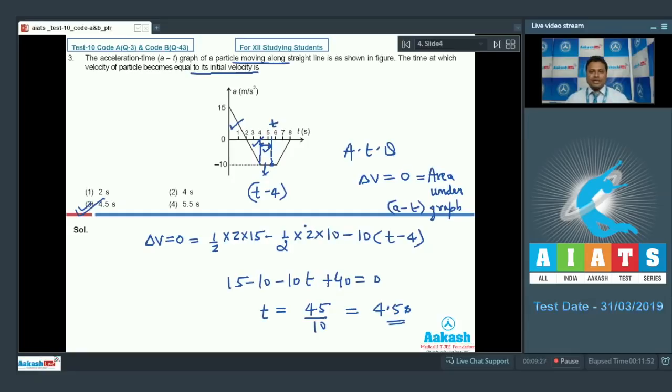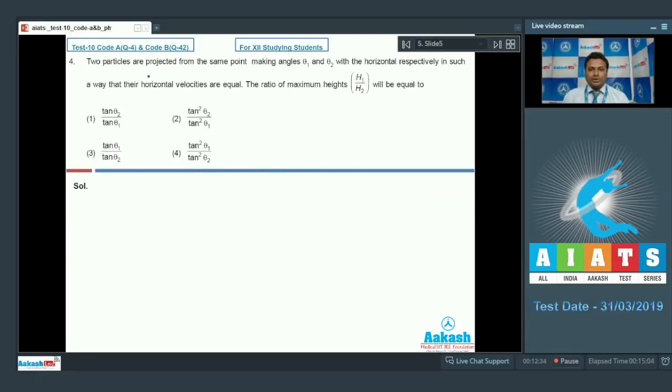Now let us proceed to the next question, that is question number 4. So here is question number 4. Two particles are projected from the same point, making angles θ1 and θ2 with horizontal respectively in such a way that their horizontal velocities are equal. What will be the ratio of their maximum heights?